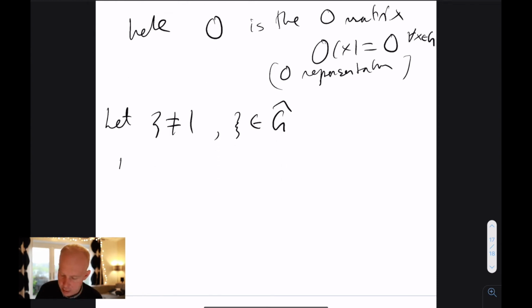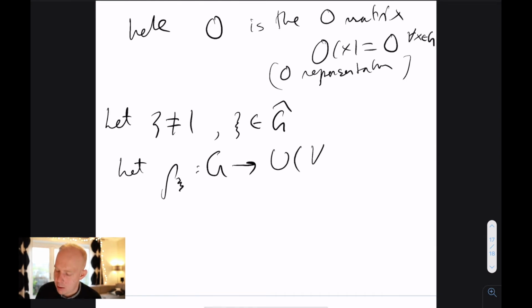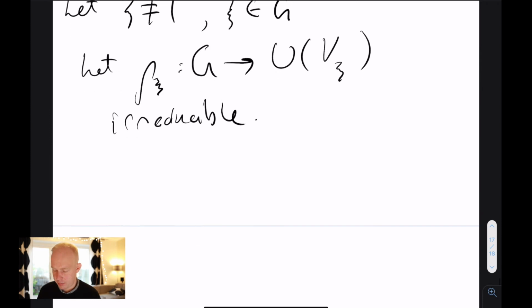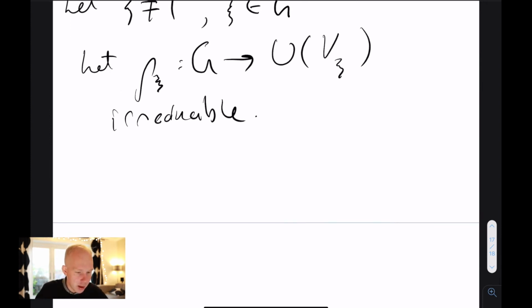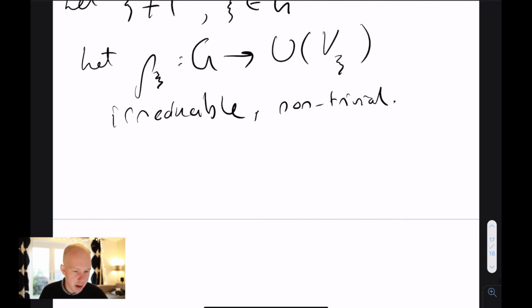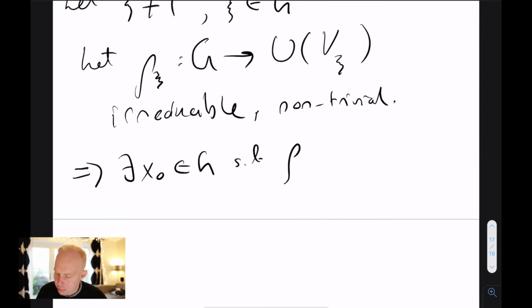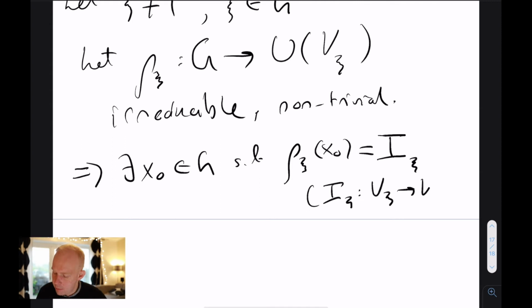We let this rho xi be the corresponding unitary representation of G. This is the irreducible representation that corresponds to the one that we chose in the index, and this is non-trivial, so it is not acting as an identity matrix. Because it's non-trivial, that means that there exists an x0 in the group such that rho xi at x0 is not equal to the identity matrix I xi. This I xi is the identity on V xi.